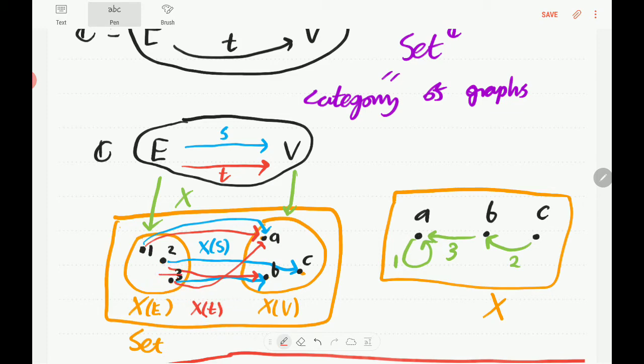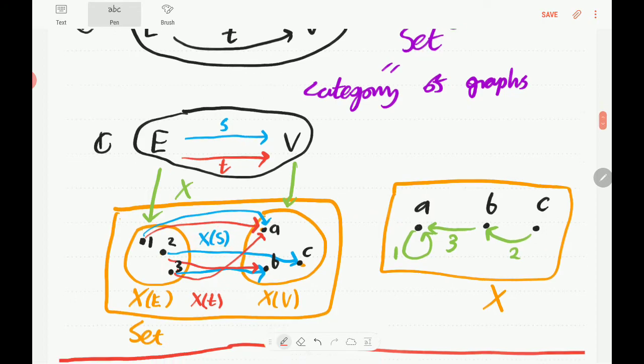And then this arrow T from E to V gets sent to this function X of T, which associates each edge, each member of X of E, with some target vertex, a member of X of V. And so this system pictured here, this functor X from C to Set, is pictured as this kind of graph here. Notice these members of this set are edges, and their sources and targets are as specified by X of S and X of T.